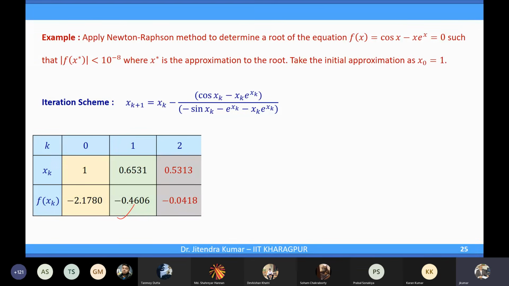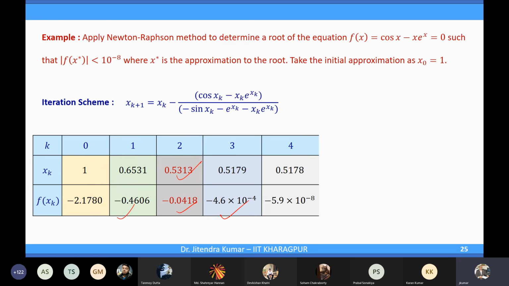Here we have not fixed the iterations, right? We have fixed the error. That error should be less than this. So then we go with the third step, and the value of x is this. This is the f(x_k). Go to the third step, 0.5179. As you can see, your value is getting smaller. Go to the fourth iteration, 5.9 times 10 raised to power minus 8.